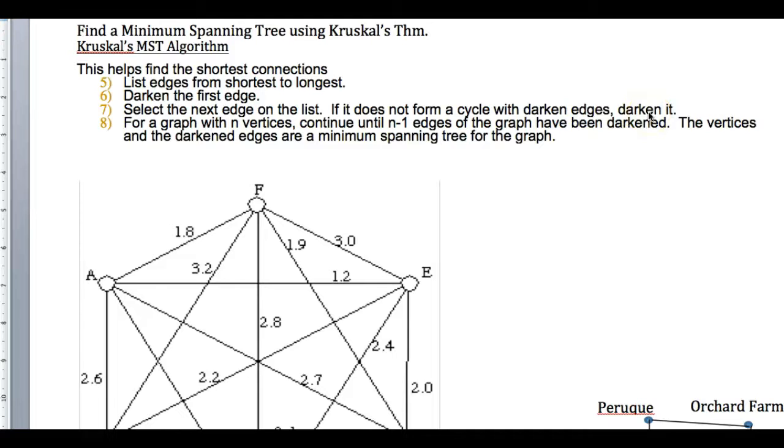Now the difference with this one is that you could have 3 edges to one vertex. And so that's what we just have to be careful with. That's different than the cheapest link method, and so don't confuse the two. And then for a graph with n vertices, continue until n minus 1 edges have been darkened. The vertices and the darkened edges are a minimum spanning tree for the graph.